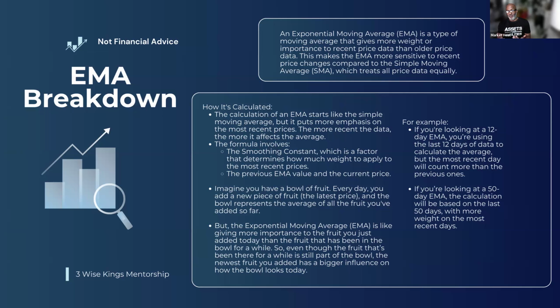So, for example, if you're looking at a 12-day EMA, you're only using the last 12 days of data to calculate the average, but the most recent day will count more than the previous ones. If you're looking at the 50-day EMA, the calculation will be based on the last 50 days with more weight on the most recent days.